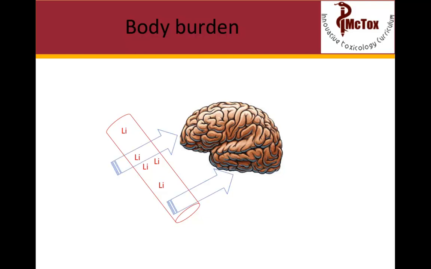Since lithium has a low volume of distribution of 0.9 liters per kilogram, it circulates in the intravascular compartment for some time before it redistributes into other compartments and tissues. It may take up to a full day to reach the brain, and only then will symptoms start to appear.